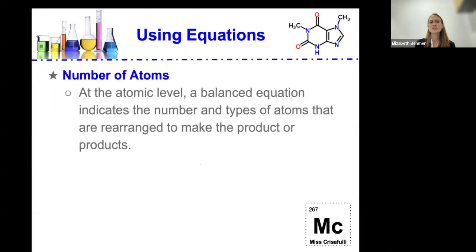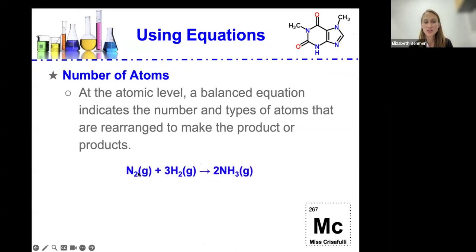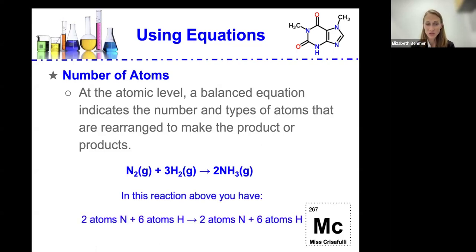So the number of atoms, so at the atomic level, a balanced equation will indicate the number and types of atoms that are rearranged to make the product or products. For example, we have 2N2, nitrogen gas, plus 3H2, hydrogen gas, will form 2NH3 as a gas. In this reaction above, you have 2 atoms of nitrogen plus 6 atoms of hydrogen will yield 2 atoms of nitrogen and 6 atoms of hydrogen. Because remember, in a chemical equation, we can never create or destroy matter.